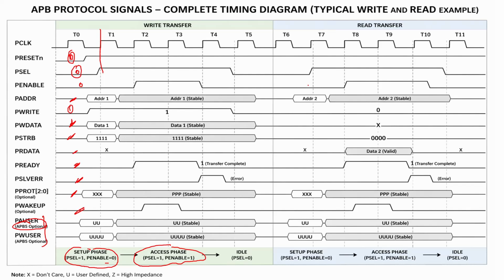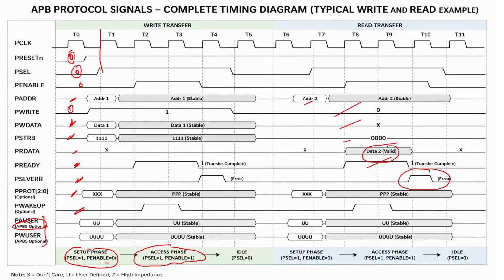After that, address 2 we are sending, and at that time the write signal should be 0, that means a read operation has happened, and the data should not be valid here, and the strobe signal is also 0. After that, PRDATA is maintaining that data 2 as valid data. PWDATA is not maintained here. PRDATA is maintaining valid data. And then the slave ready signal should be high. After that, we are giving the slave error signal.